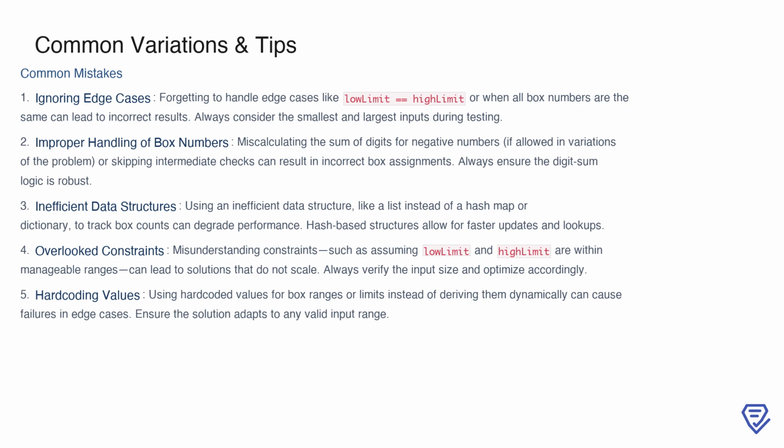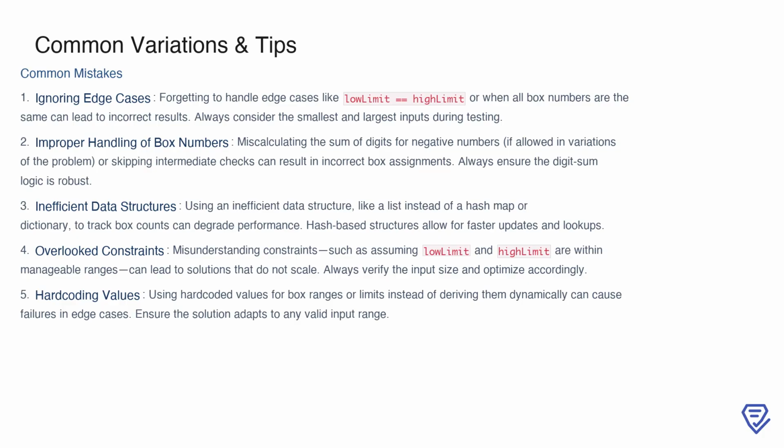Next, improper handling of box numbers can lead to serious issues. If variations of the problem allow negative numbers, failing to calculate the digit sum correctly can result in errors. This is why your digit sum logic needs to be robust and carefully tested.